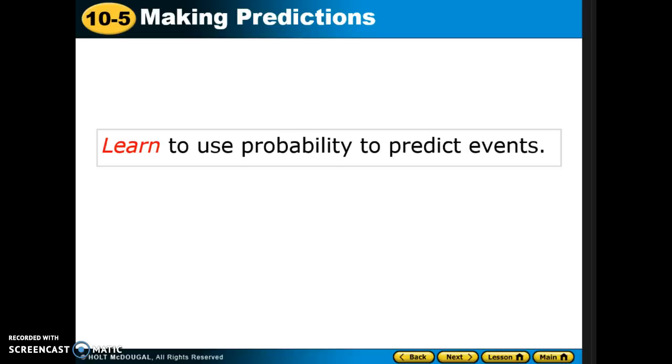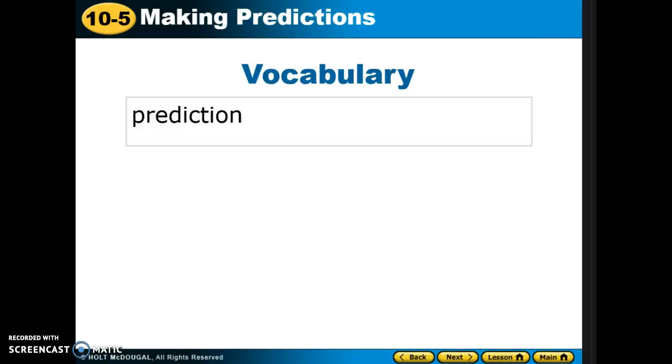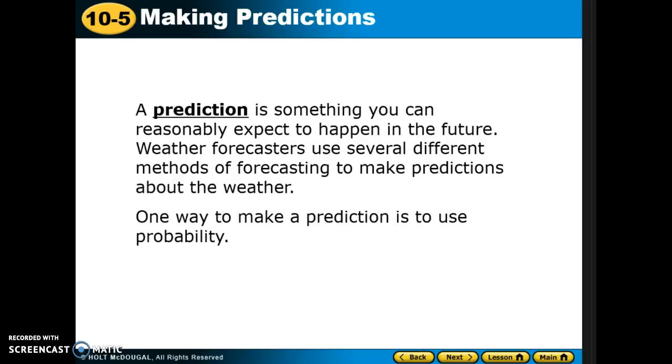So here's a quick lesson on predicting events. So let's see how we do. First of all, what does prediction mean? Well, a prediction is simply something that you can expect to happen in the future. Okay? Weather forecasters use it. There's a 30% chance of rain, whatever it might be. So we use probability to figure out what we can expect to happen in the future.